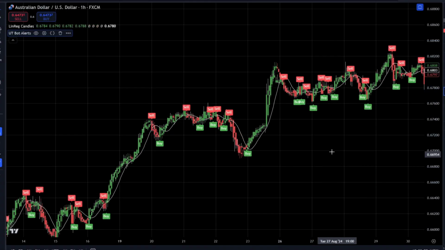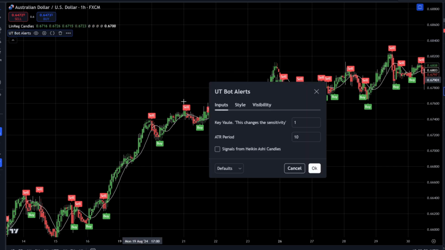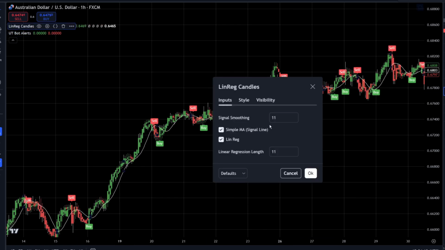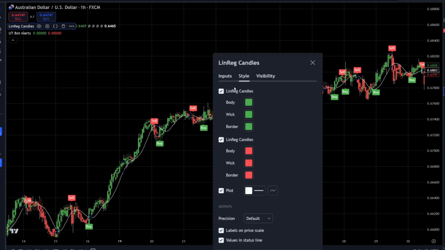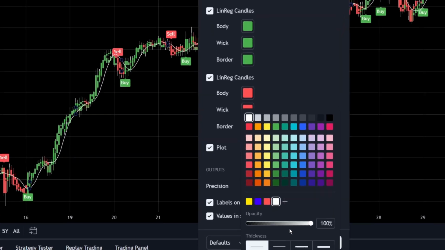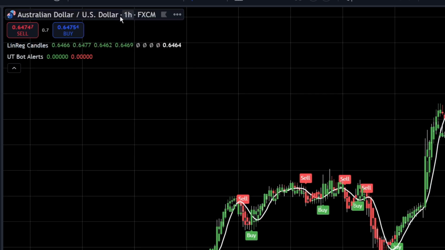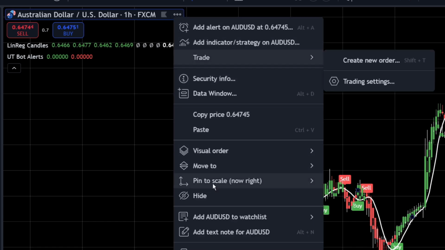Once you have both indicators added, let's customize their settings. First, go to the UT Bot Alert settings and change Key Value Input to 2. Set ATR Period to 1. Second, for the Linear Regression Candles, set Signal Smoothing to 7. Change the length to 11. Adjust the thickness of the plot line to make it easier to see when entering trades. Finally, hide the original candles from the chart by clicking the eye icon next to the chart name.